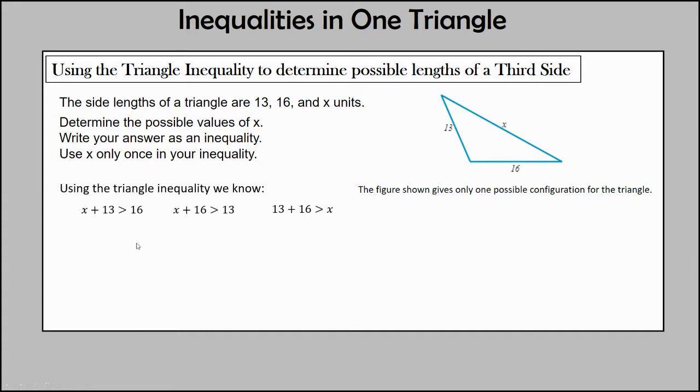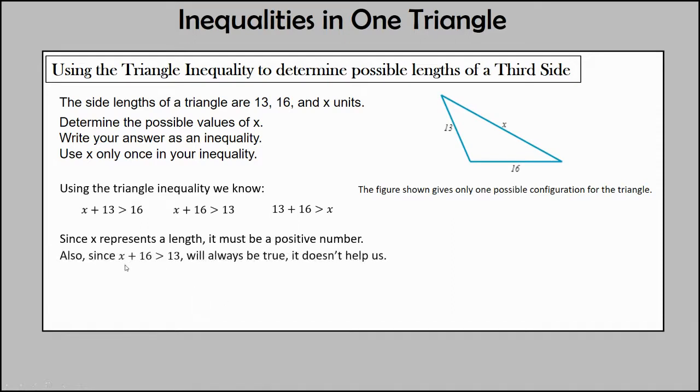Now, take into account this. We know that x is going to represent a distance, a length, so it's got to be positive. And the reason I mention that is because if you look at the middle one, x plus 16 is greater than 13, this one doesn't help us. 16 is already bigger than 13, so adding x to it doesn't tell us anything. So we really don't need this one. There's always one you're not going to need. The two on the end will help determine our solution. I'm going to take x plus 13 greater than 16, and 13 plus 16 greater than x, and these are the two I'm going to focus on.